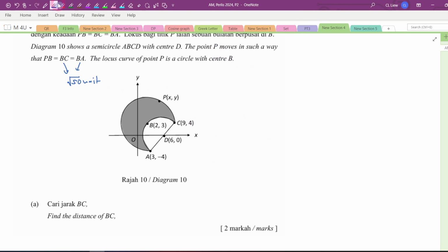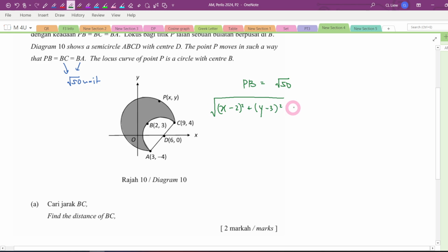Now, how do we find the distance PB, still using the same formula, right? Let me write this one first. PB is equal to square root of 50. Okay, so PB is equal to BC and equal to BA, which is equal to square root of 50. Now, how do we get PB? Square root of x minus 2 squared plus y minus 3 squared. This will be the distance of PB and equal to this.